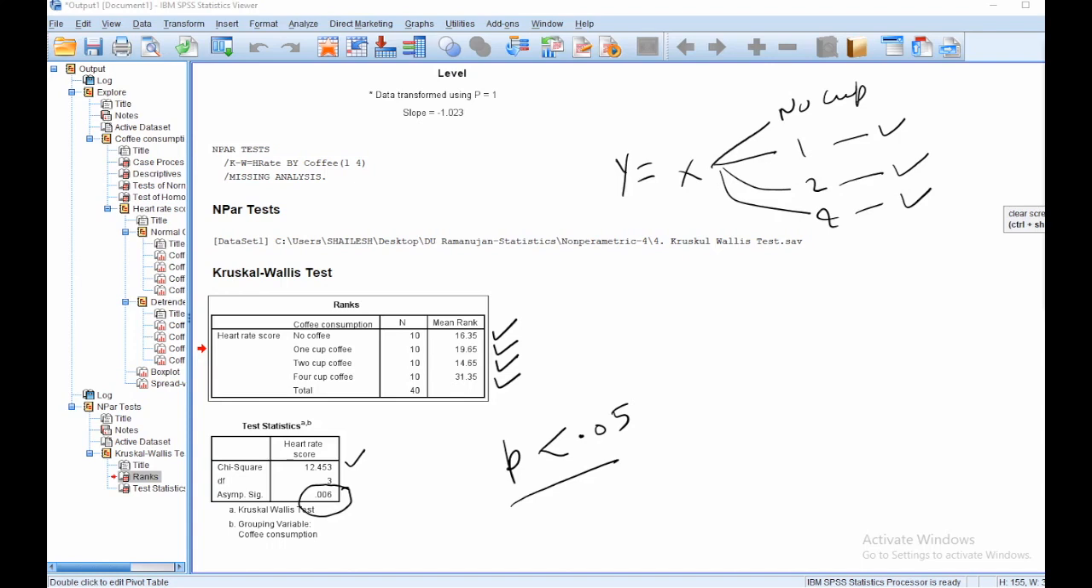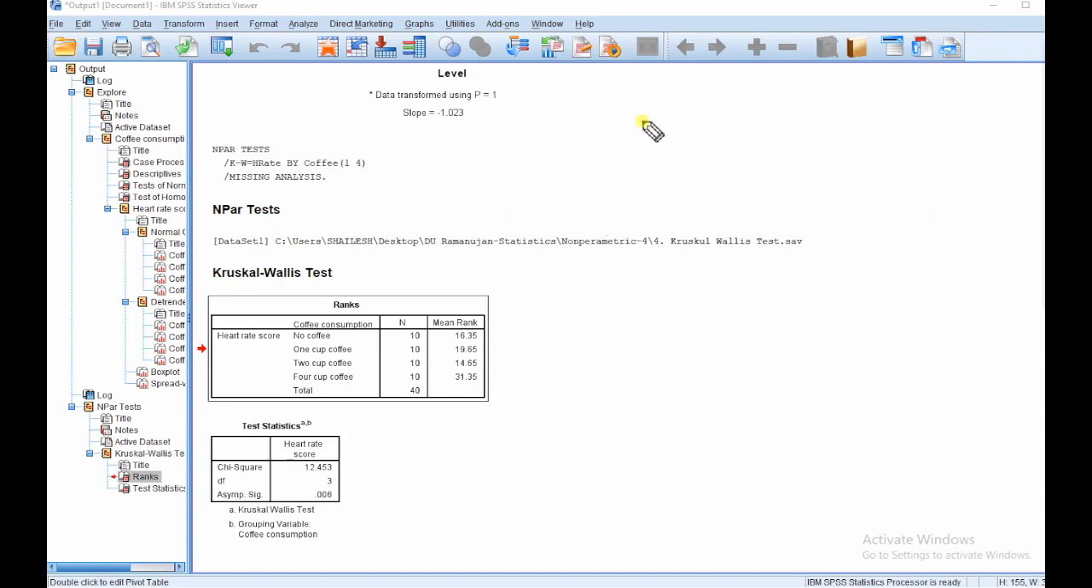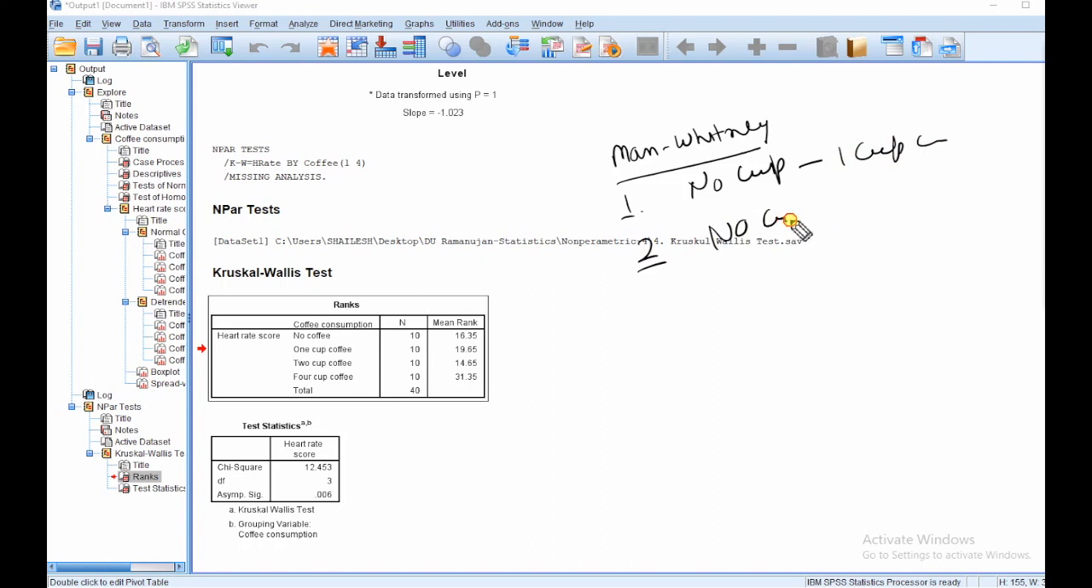So we will perform the Mann-Whitney test 3 times. We will make 3 pairs. Now we will apply the Mann-Whitney U test. So there is 1 pair: we are comparing no coffee with 1 cup of coffee. Second, no coffee with 2 cups of coffee.